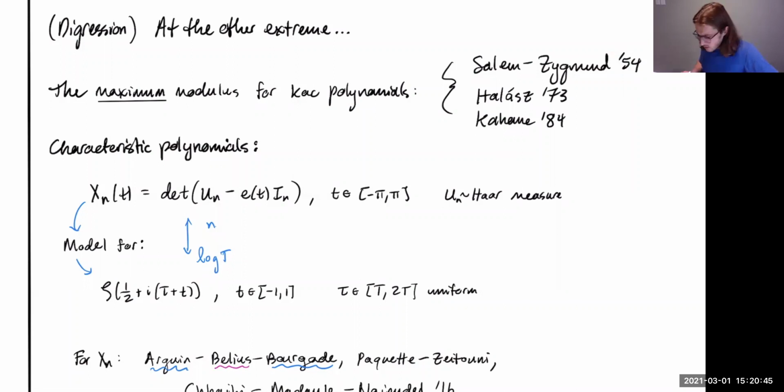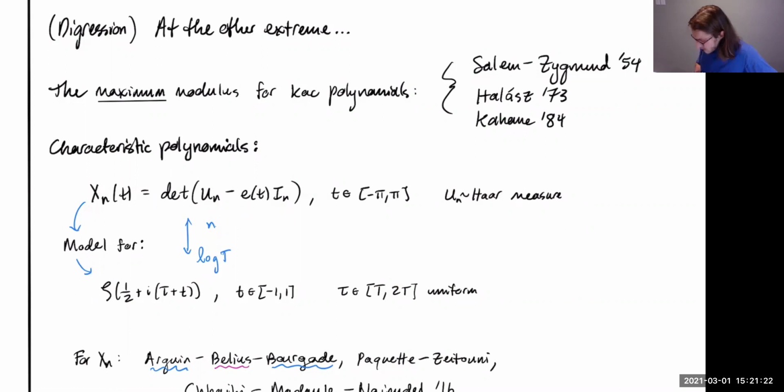Lately, there's been a whole lot of work on characteristic polynomials. So if you take a random unitary matrix, its characteristic polynomial is a random polynomial. And okay, so the min modulus problem is trivial for these because all the zeros are on the circle. But the max modulus problem is very interesting. And as with Kac polynomials, the origin story for why people are studying this, again, is it has roots in number theory.